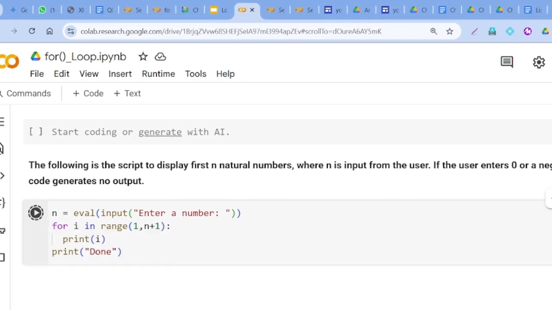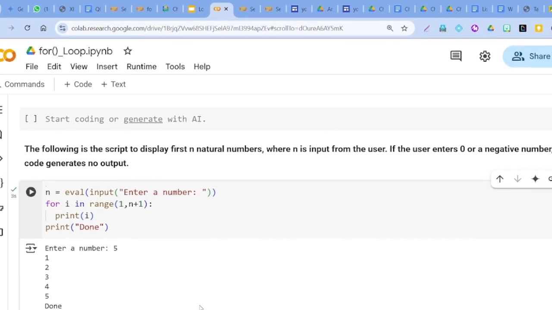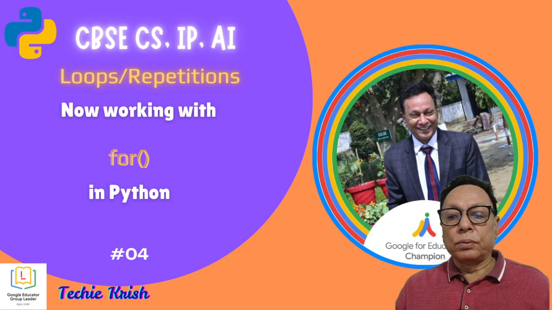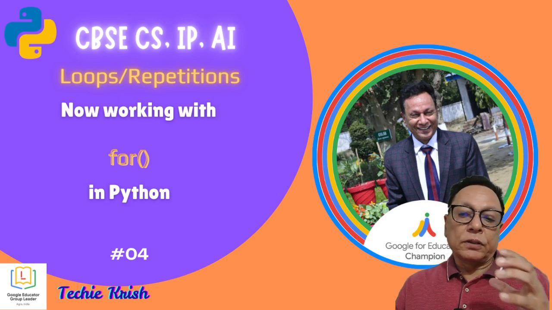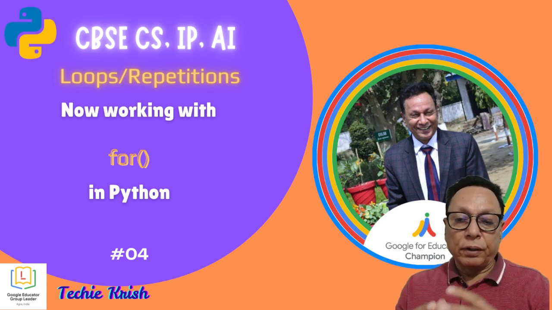See here, I'm giving 5, and it is showing the result 1 2 3 4 5 and lastly done. So this is how the for loop works. I hope you understood the working of for.